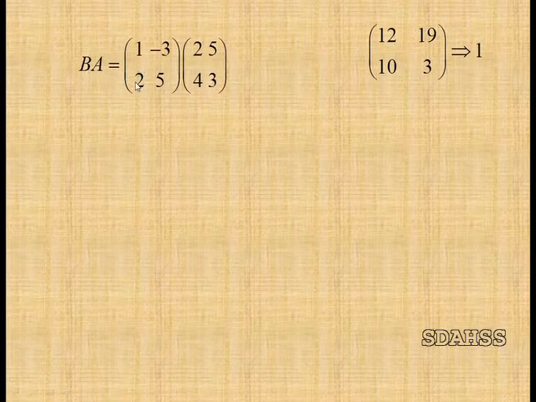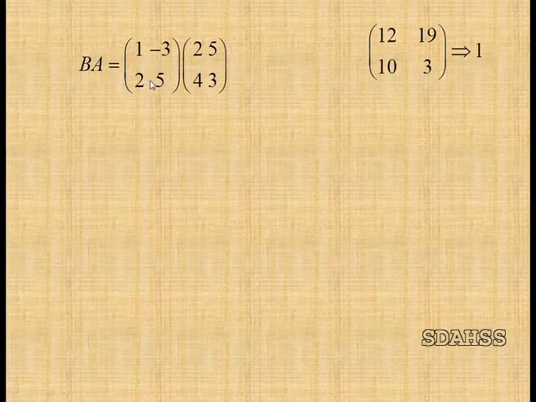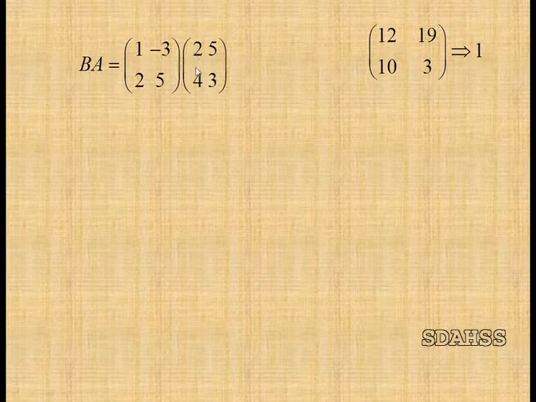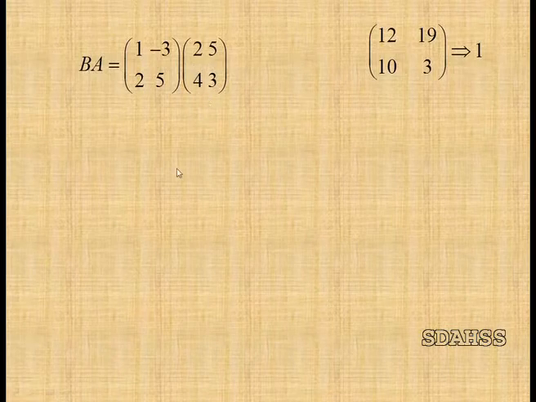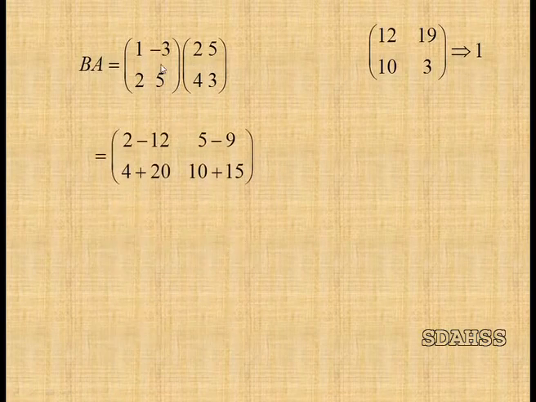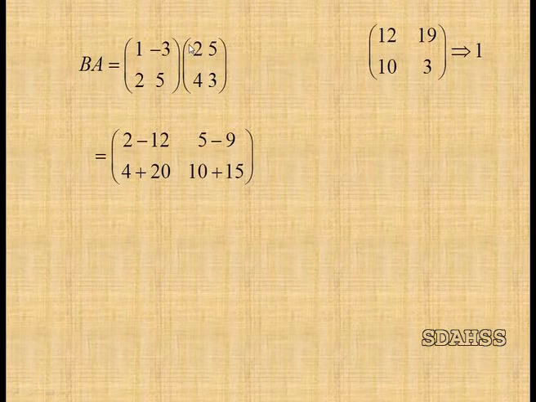This is B matrix and this is A matrix. In B matrix, 1 minus 3 is the first row, 2 and 5 the second row. In A matrix, 2 4 is the first column, 5 3 the second column. Multiply the first row and first column.